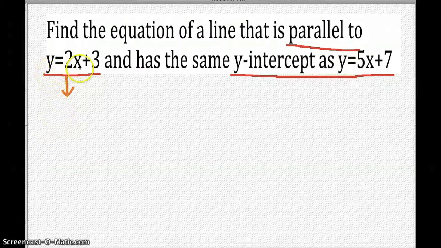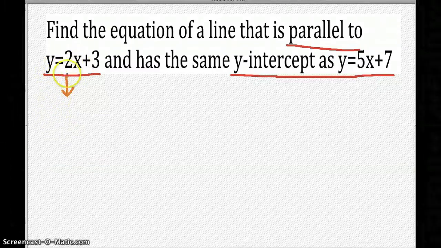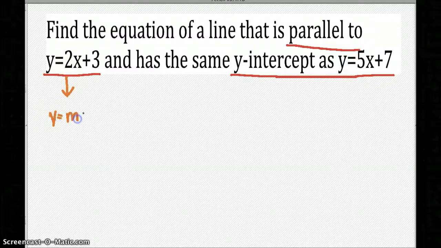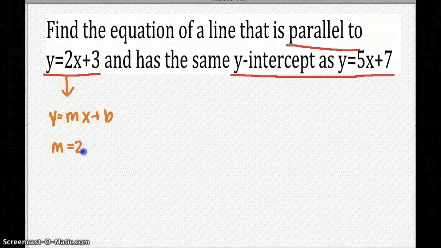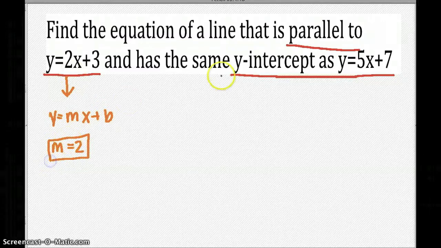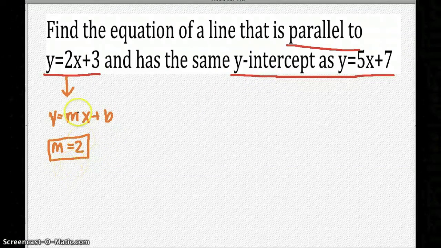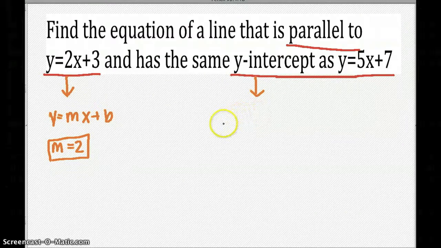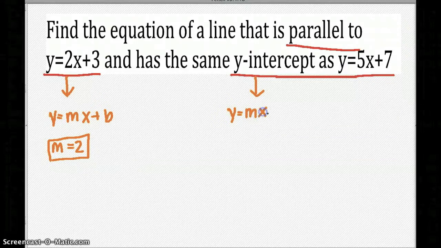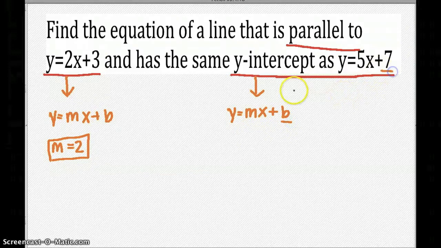So if it has the same slope as y equals 2x plus 3, what is the slope of this? If we remember y equals mx plus b, it's in this form. So we know that m, or the slope, is 2. It's very important. That's basically the information we need from this, because the slope of 2 shows that it's parallel. Now we're going to work with the second part, the y-intercept of y equals 5x plus 7. If we put this in slope-intercept form, y equals mx plus b, we know that b is 7, which is the y-intercept. So b, or the y-intercept, is 7.